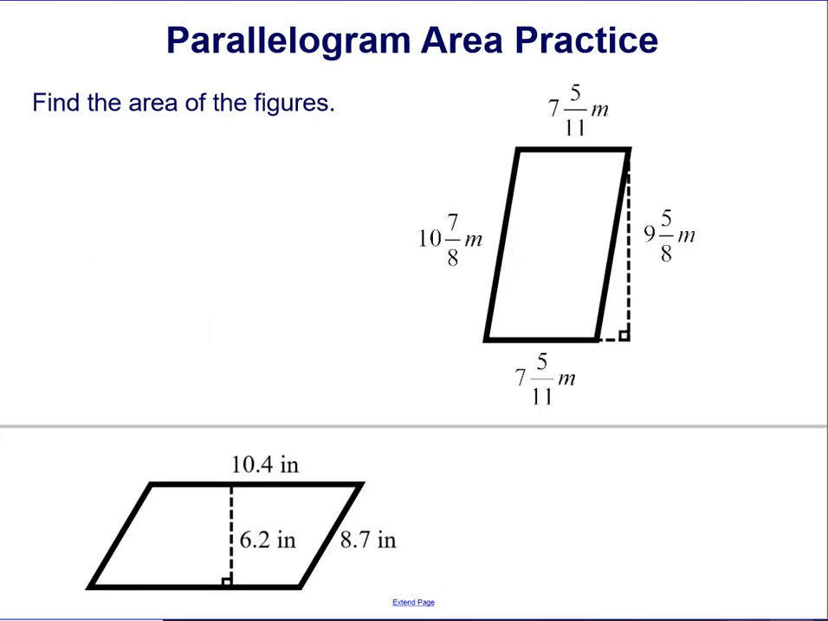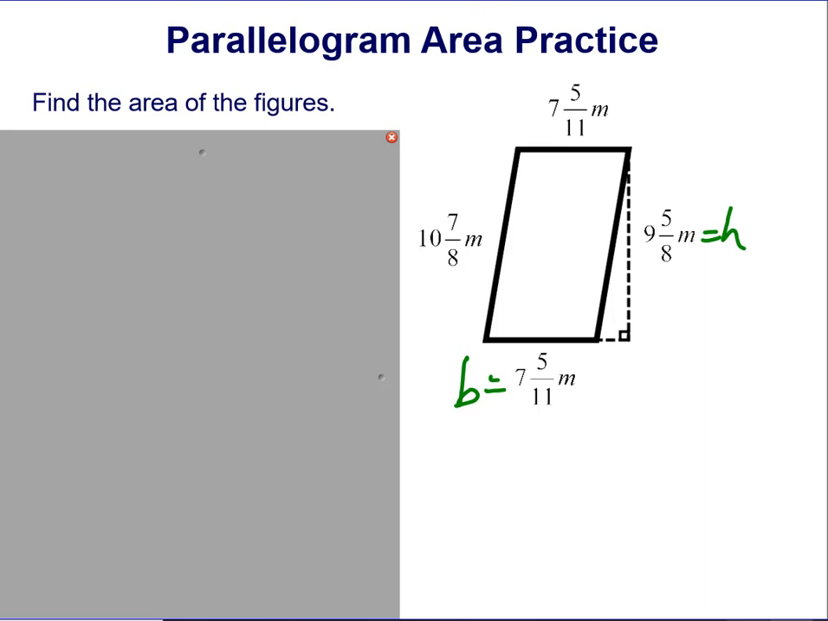Parallelogram area practice. Find the area of the figures. Before we can find the area, we need to label what the base and the height is. In this first example, the base is going to be 7 5/11 meters. And the height is, again, the height that I draw when I create this triangle, and it's 9 5/8 meters. In my bottom example here, my base is 10.4 inches and my height is 6.2.